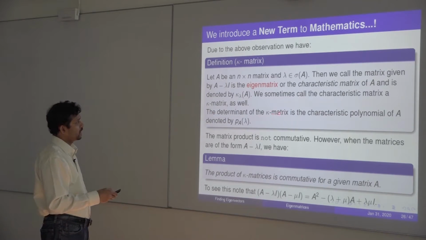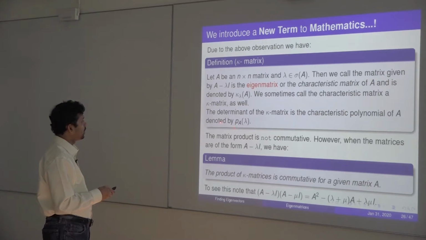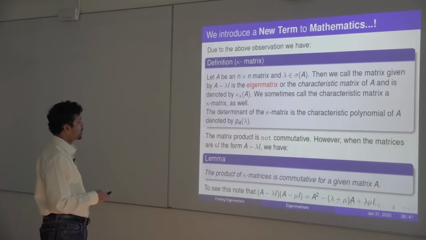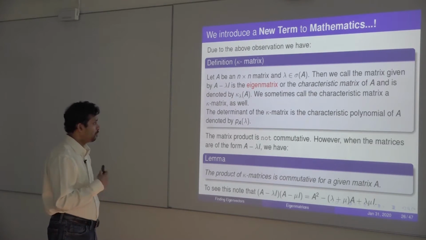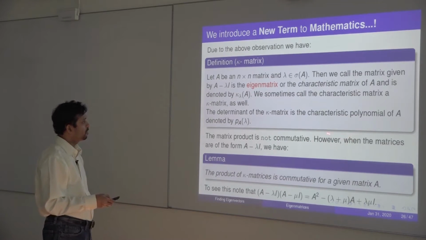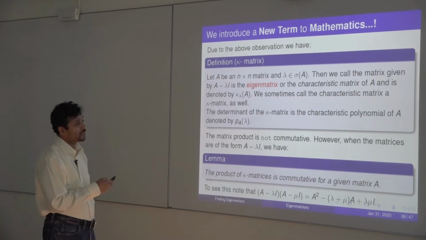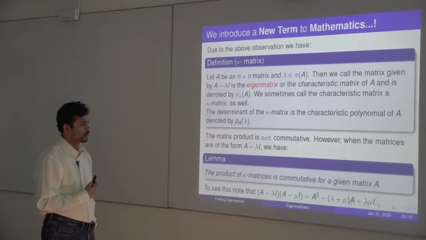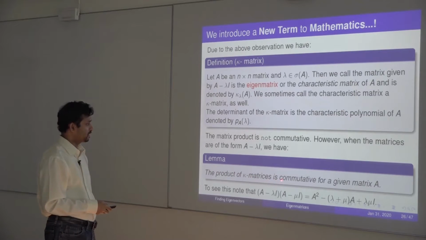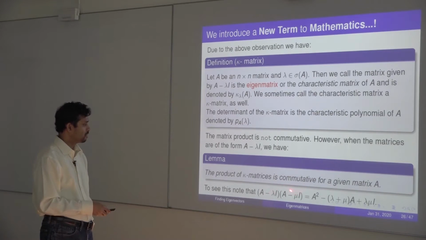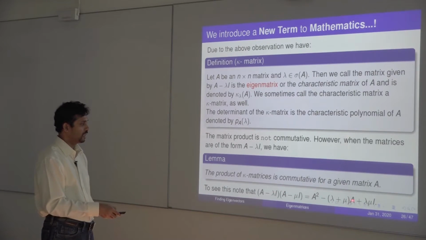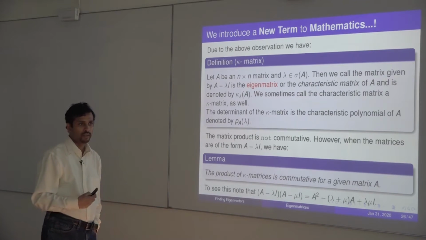The determinant of a kappa matrix is the characteristic polynomial. We normally write it as rho A or P A lambda. It's up to you how we write it, but we can call it P. The matrix product is not commutative in general. But the interesting thing is that if you multiply two kappa matrices, that product is commutative. So the product of kappa matrices is commutative for a given matrix A, and it's very easy to see. If you have two matrices for two different eigenvalues, you can see that this is commutative and that is commutative. That means the product has to be commutative, and we're going to use that fact later.